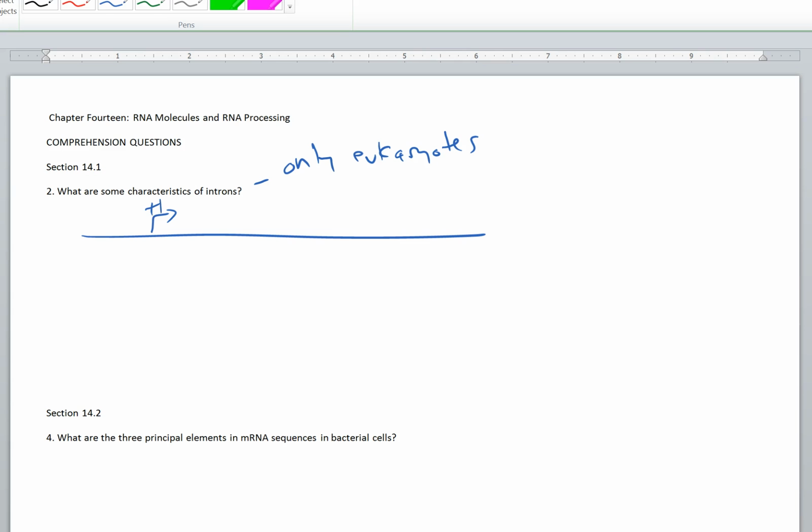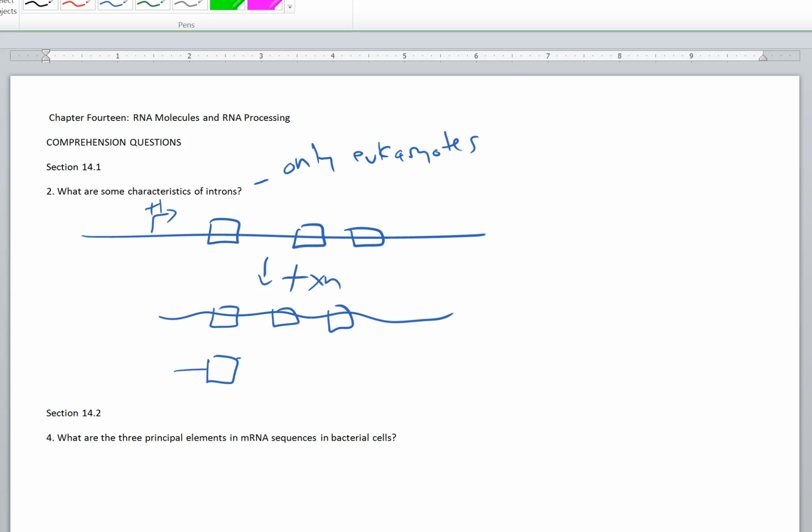So we know a protein coding gene looks like that. And there can be any number of introns and exons. I usually write it with just 3 exons. And then the introns, so we get transcription. And then the introns get spliced out, and the exons get spliced together.